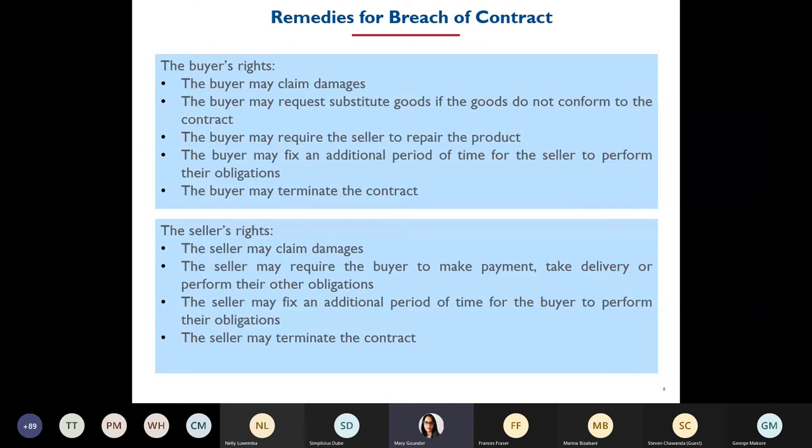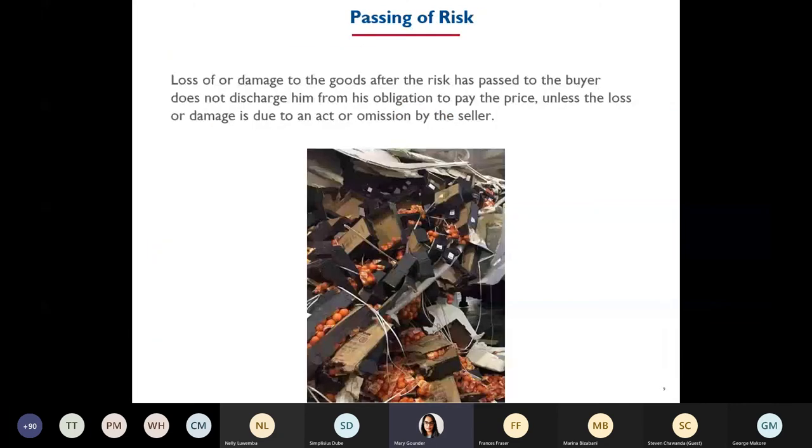Passing of risk. Now, risk is when you really have to worry about your goods being damaged, because that is one of the biggest risks of moving cargo anywhere. As you can see from the picture, this was, I think, an overturned truck, and there's a whole lot of tomatoes, and literally you cannot sell the goods.